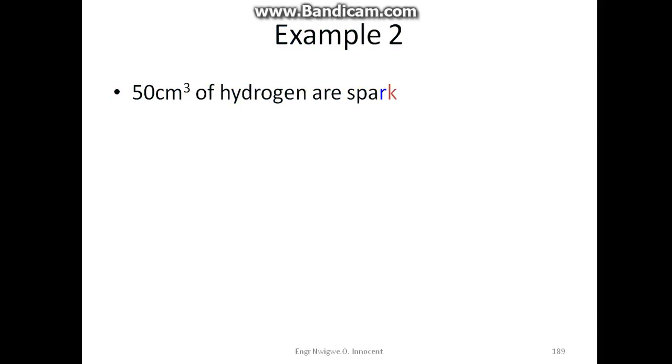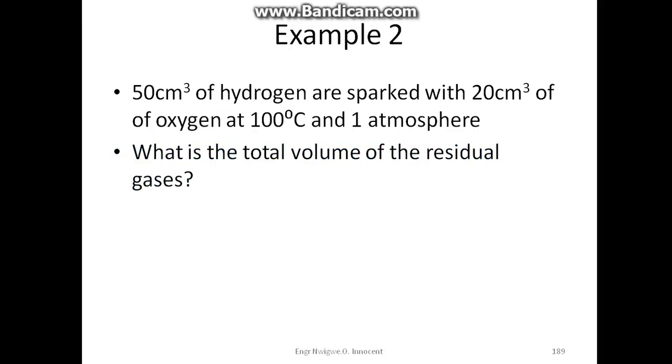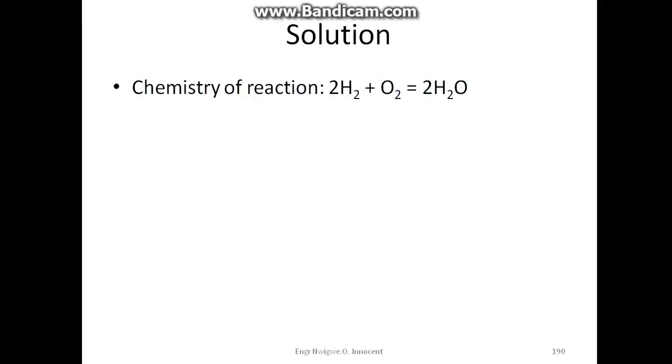Example 2. 50 cm³ of hydrogen is sparked with 20 cm³ of oxygen at 100 degrees Celsius and 1 atmosphere. What is the total volume of the residual gases? Solution. Chemistry of the reaction. Hydrogen reacts with oxygen to give water. Combining volumes, 2 volumes of hydrogen combine with 1 volume of oxygen to give 2 volumes of water.